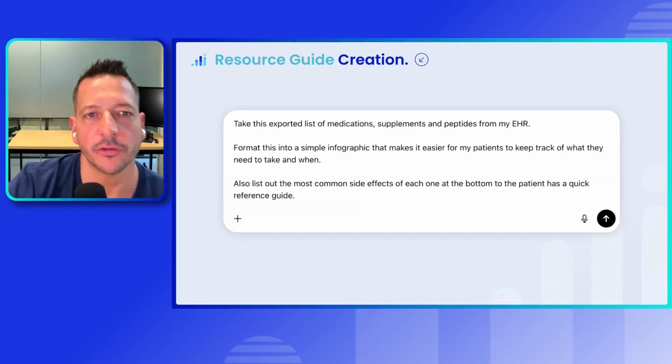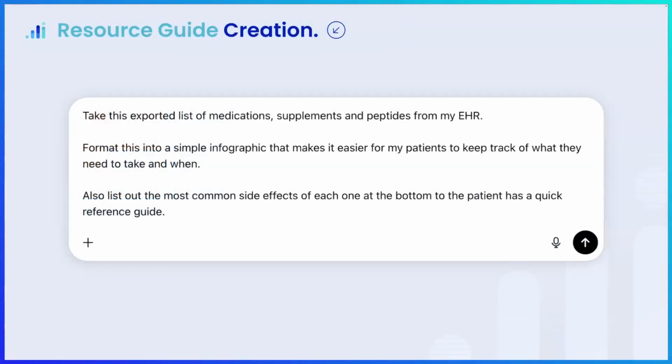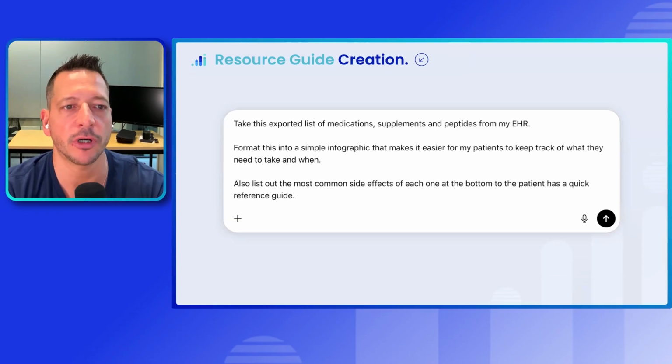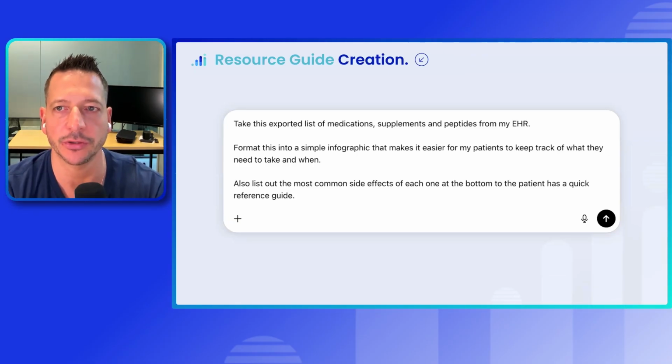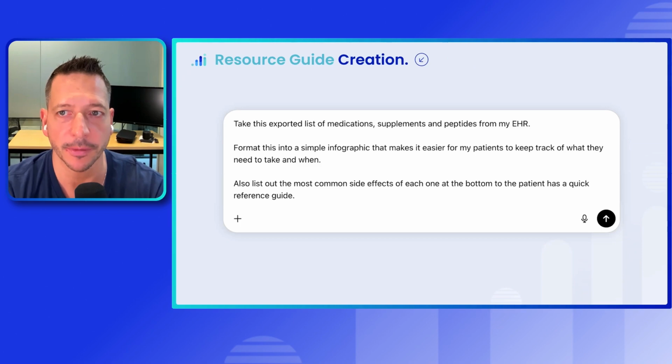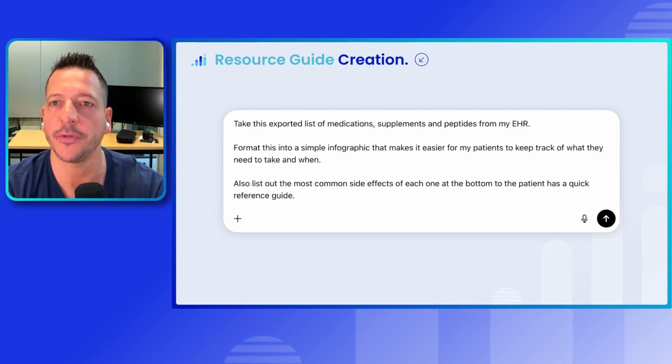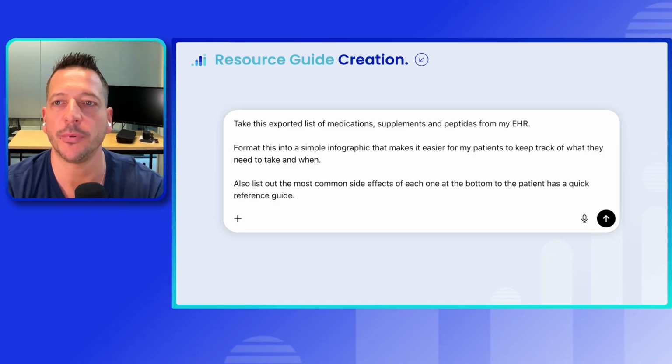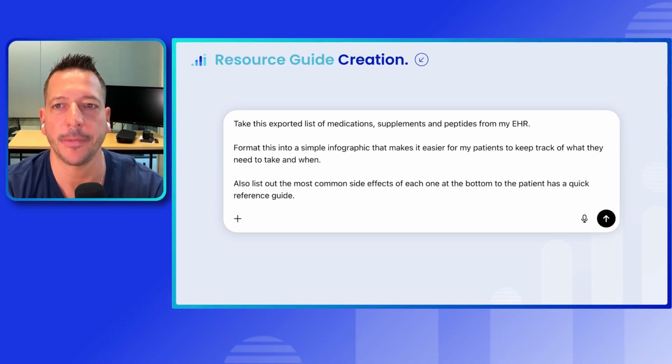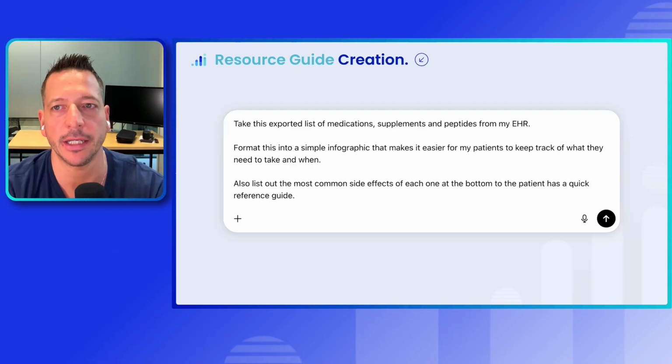This is one we worked on with one of our customers up in the Bay Area a couple weeks ago. They use an EHR, and they put all the medications and supplements and peptides into the EHR, and it spits out this PDF that's extremely hard for patients to read and understand. When do I take these medications? What time? What day? The output of the EHR is too complicated for these patients. And so we built an agent that takes the PDF from the EHR and makes a simple infographic that makes it simple for the patient to understand what to take and when.